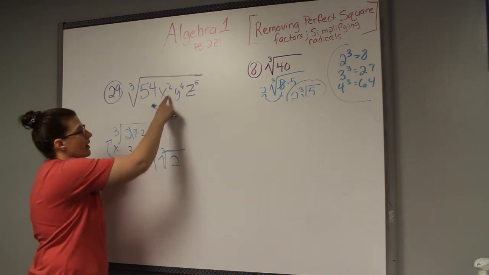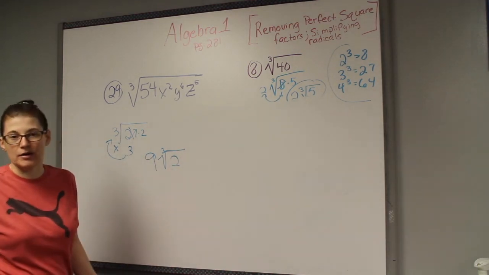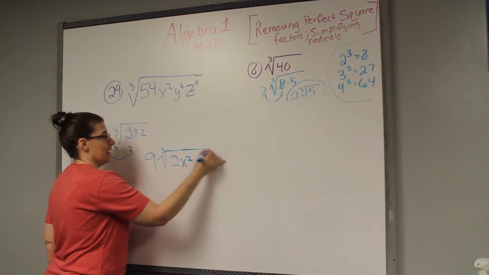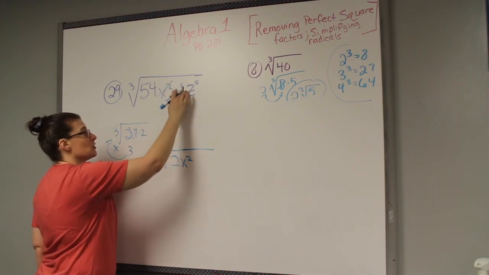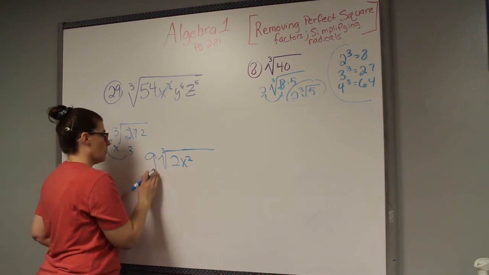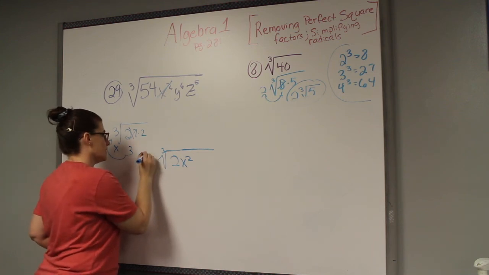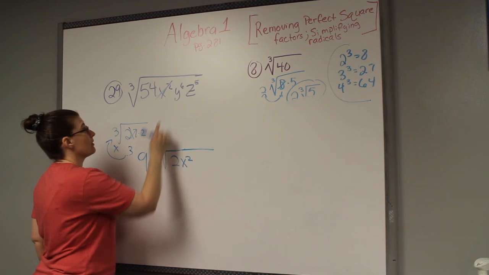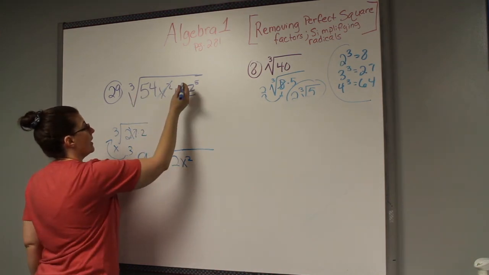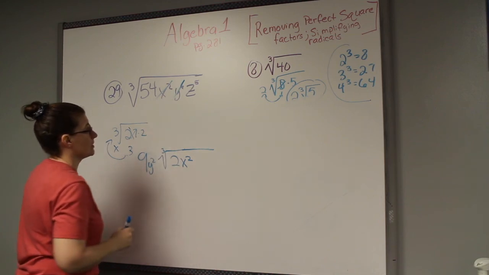Now this is a squared, there's no way I can get a multiple of 3 out of that because it's a squared, so that's staying inside. I can't pull anything out. This one's already a 6, 3 goes into 6 2 times. Y squared, because 6 divided by 3 is 2, comes out, and that one's gone.